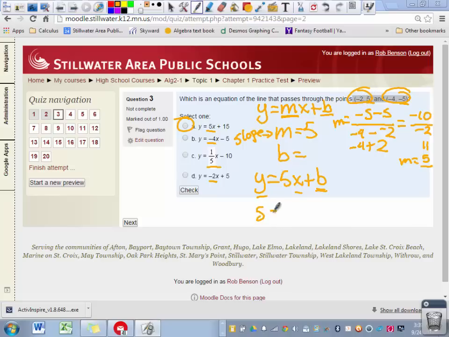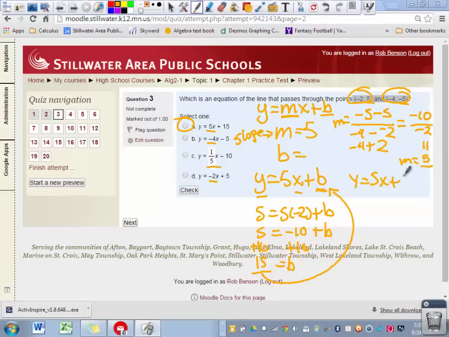So I got 5 is equal to 5 times negative 2 plus b. I got 5 is equal to negative 10 plus b. Let's add 10 to both sides. So I got b is equal to 15. And now I just take this 15 and I plug in for my b here. So my final equation is y is equal to 5x plus 15, which was right there.